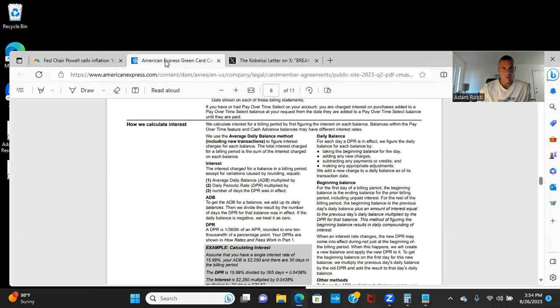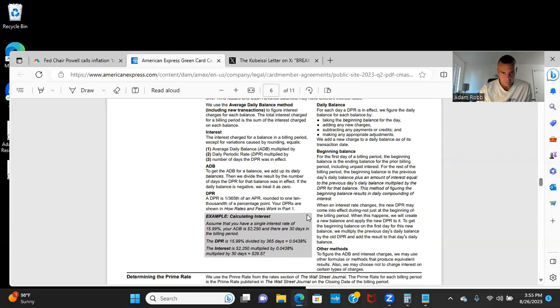So here's from AmericanExpress.com. This is the credit card agreement, and I believe the one I have pulled up here is for the green card. So this is how interest is calculated. They take the average daily balance and multiply it by the daily periodic rate, and then multiply it by the number of days the daily periodic rate was in effect. So they have an example here.